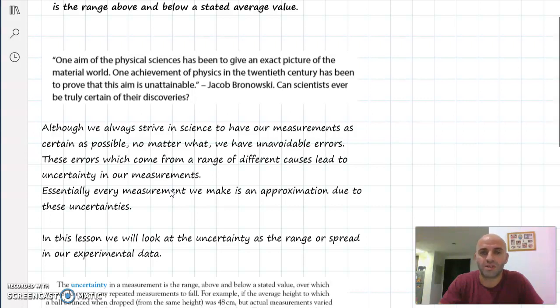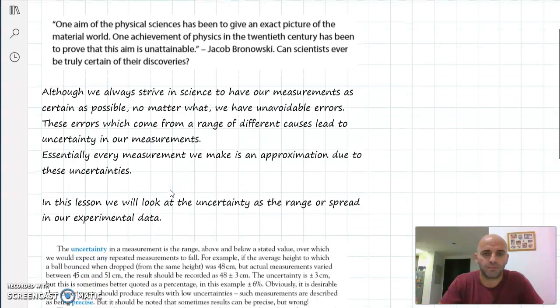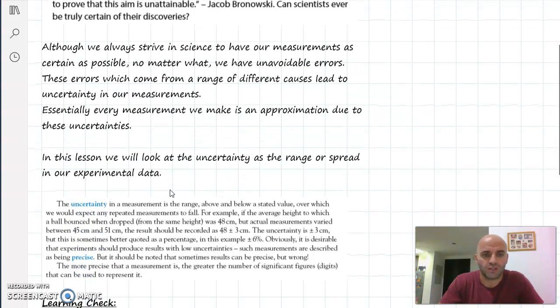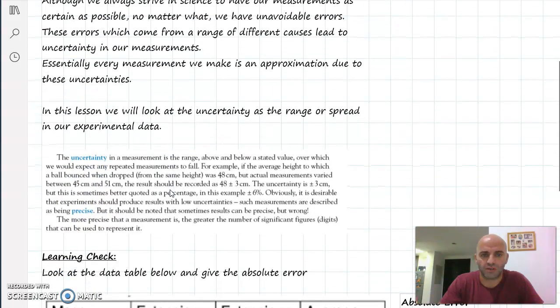We try always to give an exact picture of what's happening in the world around us, but in truth, that exact picture is completely unattainable, which basically means that every measurement we really take in physics has a certain degree of uncertainty to it. Okay, I'll let you guys read through some of this yourselves.